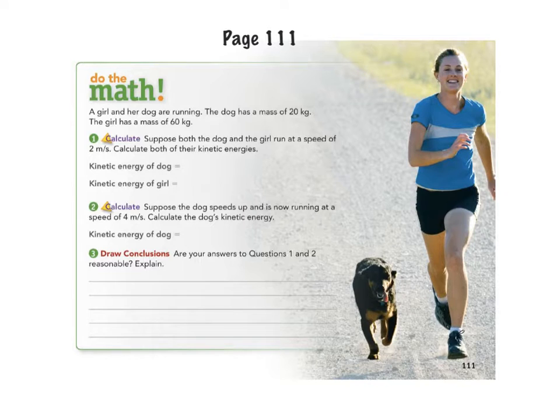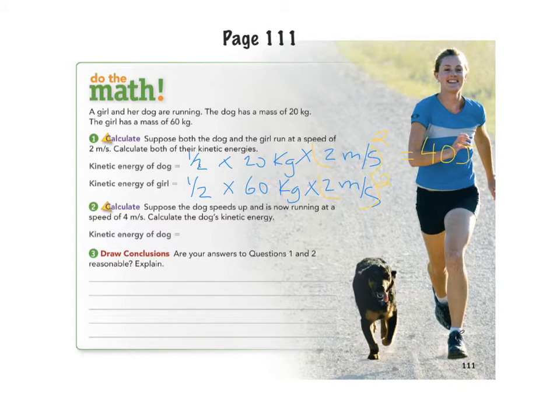So for the dog, we're going to calculate 1/2 times 20 kilograms times 2 meters per second. For the girl, it's going to be 1/2 times 60 kilograms times 2 meters per second. Oh, and I forgot to square. Don't forget to square the speed. Our kinetic energy for the dog, I'm sorry, is 40 joules, and for the girl is 120 joules.